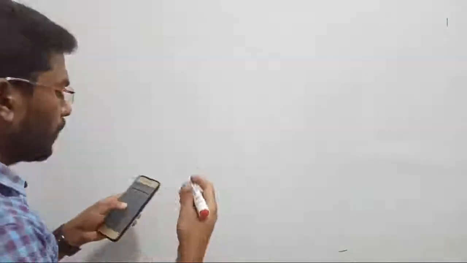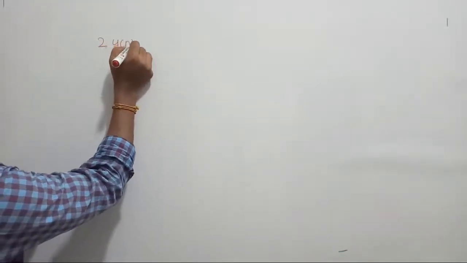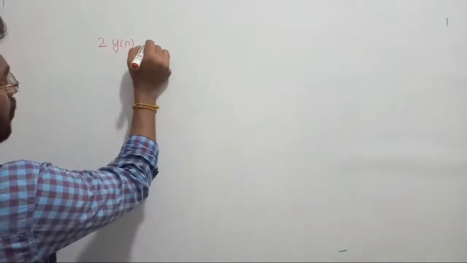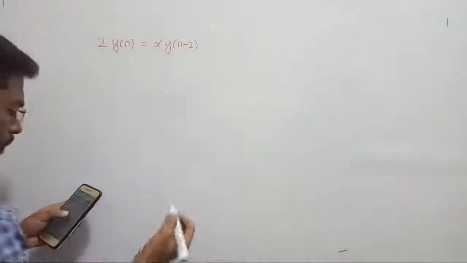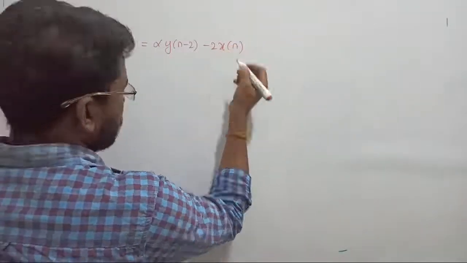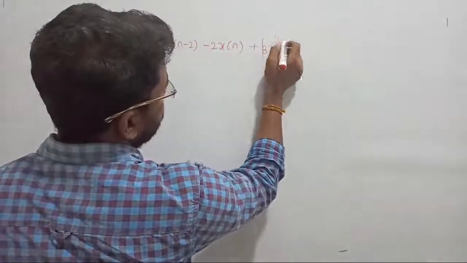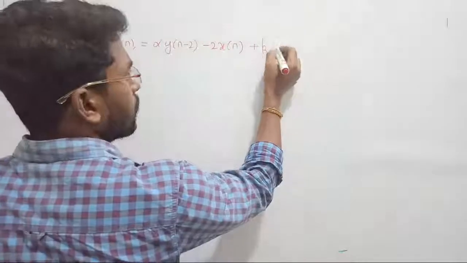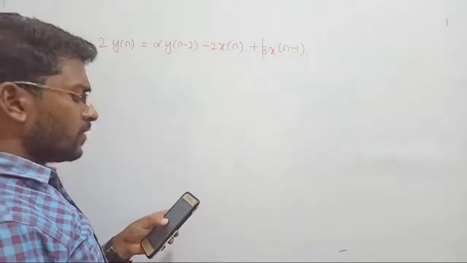Let us see. The given equation is twice of y of n equal to alpha times of y of n minus 2 minus twice of x of n plus beta into x of n minus 1.